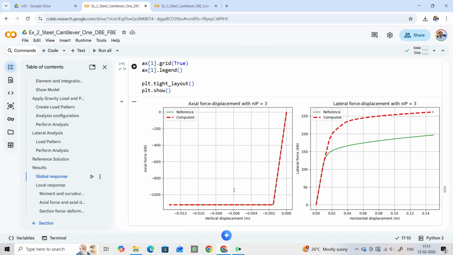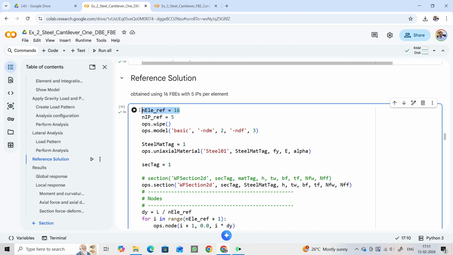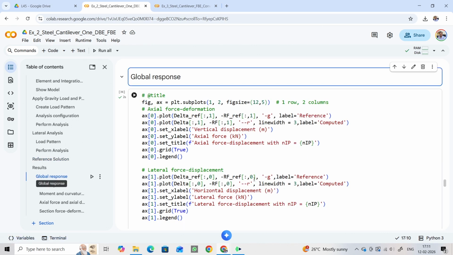So, the global response is, the red one is the computed response with 3 integration points with displacement based element, and the green one is a reference solution which I am claiming exact solution, or at least tending to the exact solution, obtained using 16 force based elements with 5 integration points per element. So, it is a very finer discretization and using force based element. So, now let us look at the comparison.